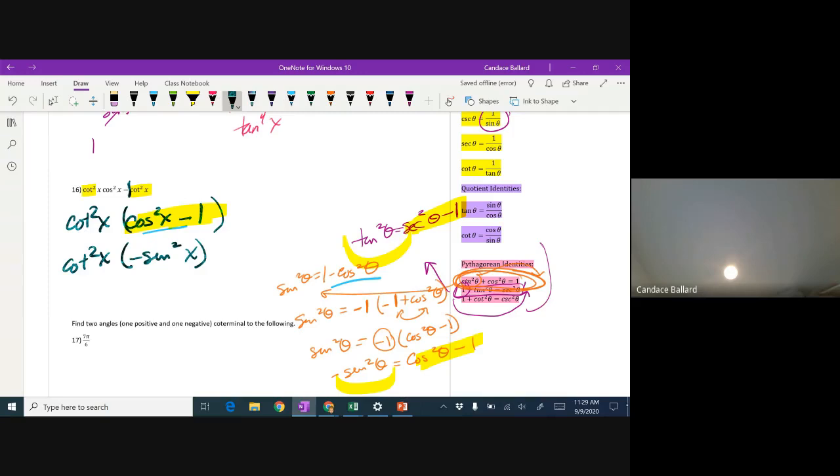Okay, I want to try to simplify this part here. Because I've got that, and this isn't in sines and cosines, but I know it is the same as saying cosine squared over sine squared times negative sine squared x. Those cancel, and I'm left with negative cosine squared x. That would be as simple as that.